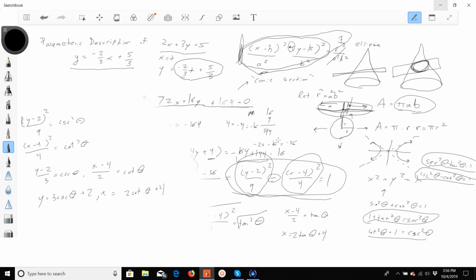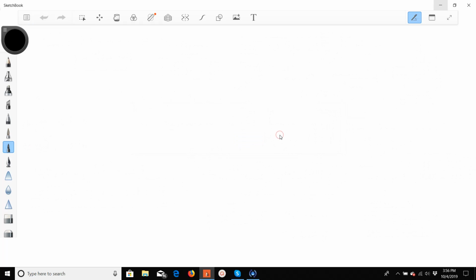So that parametric representation is also equally valid as before. Both of them work. So it doesn't really matter which one you use here. Perhaps since I talked about ellipses, let's find a general parametric representation for an ellipse.